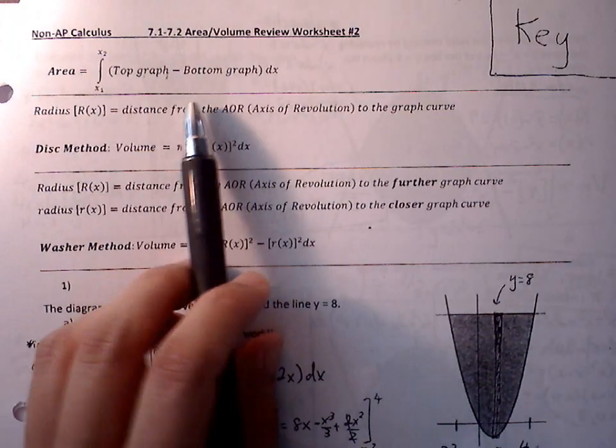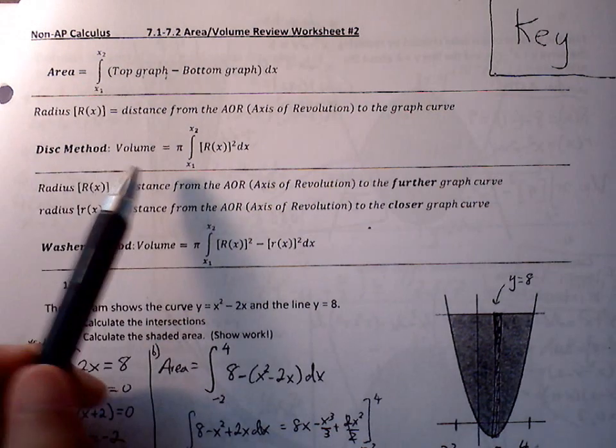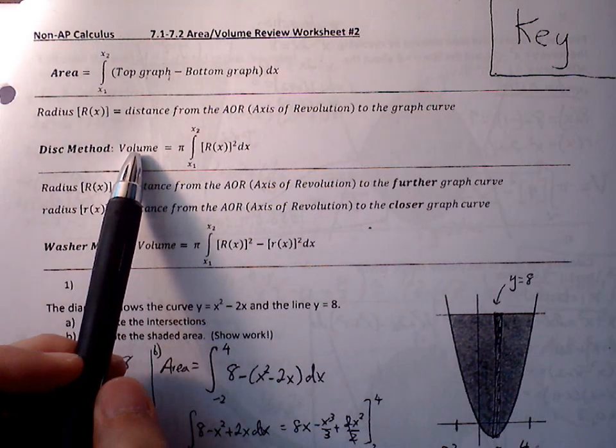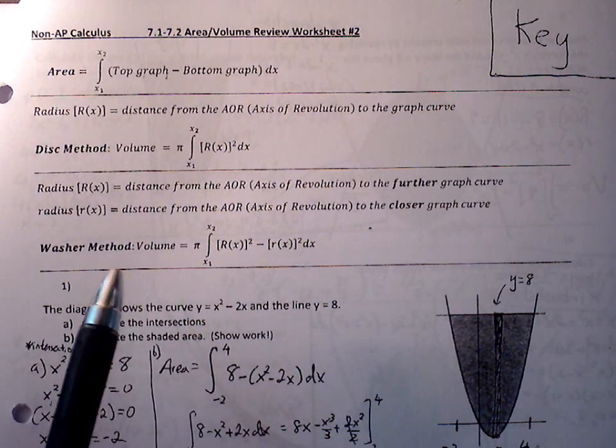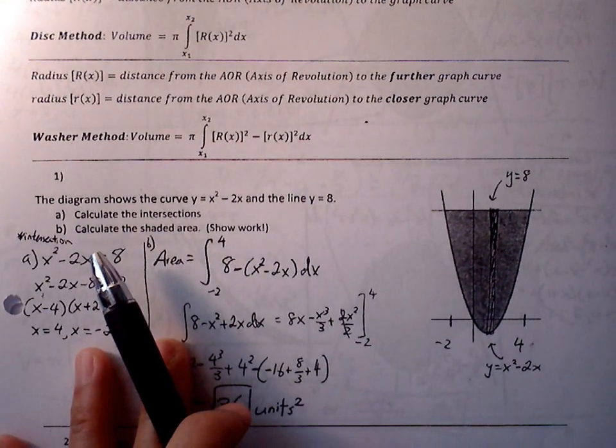This is the 7.1 to 7.2 area and volume review worksheet. Through these problems, we're going to see a series of area problems, disk method problems involving volume, and washer method problems involving volume. So number one, we start off with finding area.